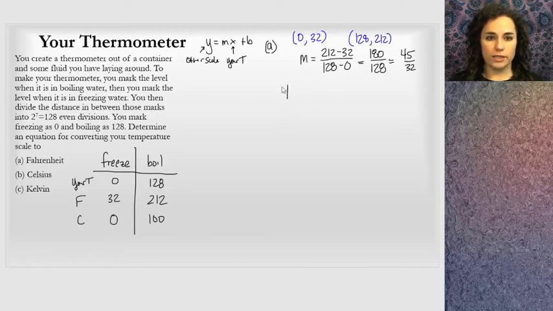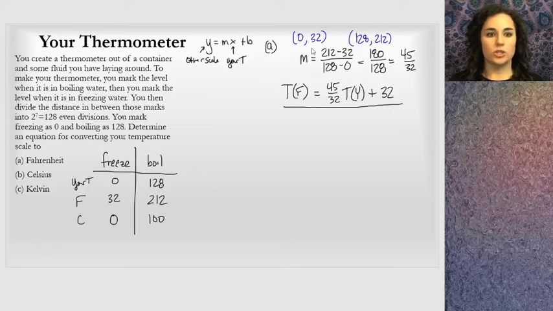So if we want to find the temperature in Fahrenheit, we would take 45 over 32 and multiply it by your temperature in your scale. And then we know the intercept value. If we plug in 0 here, what do we expect the temperature in Fahrenheit to be? Well, when we plug in 0, we expect to get 32 out. And so that's our y-intercept. And that's the equation for part A. It's a linear equation. We just pick 2 points and we can find our equation.